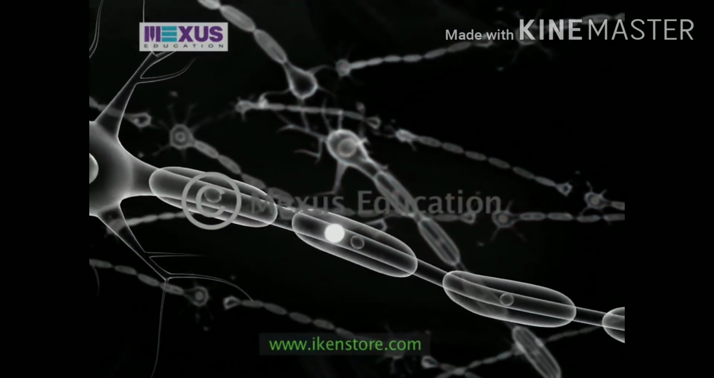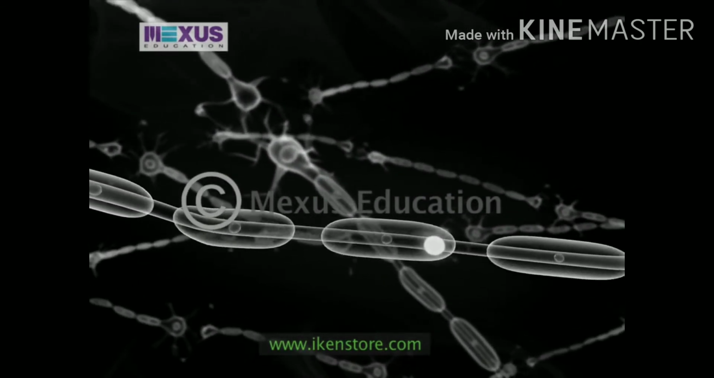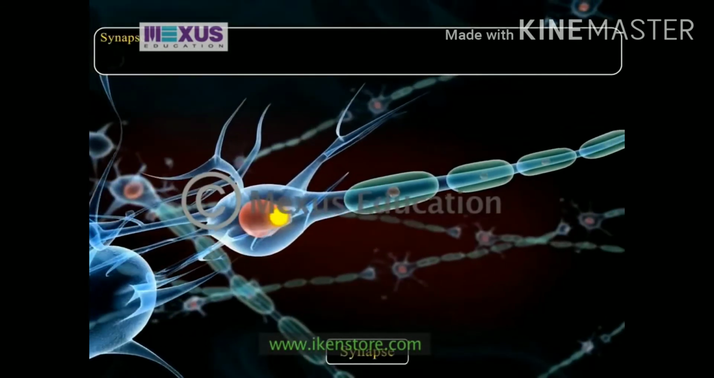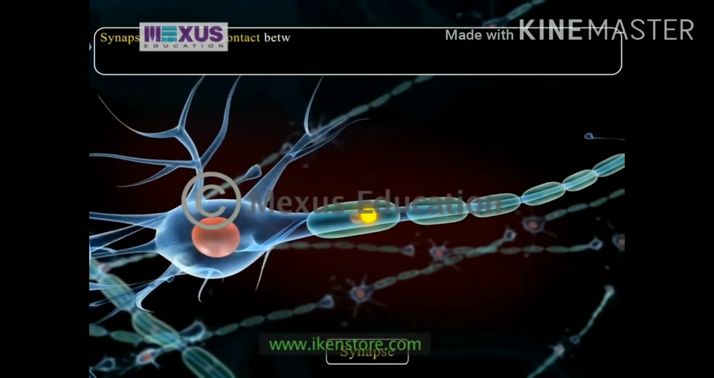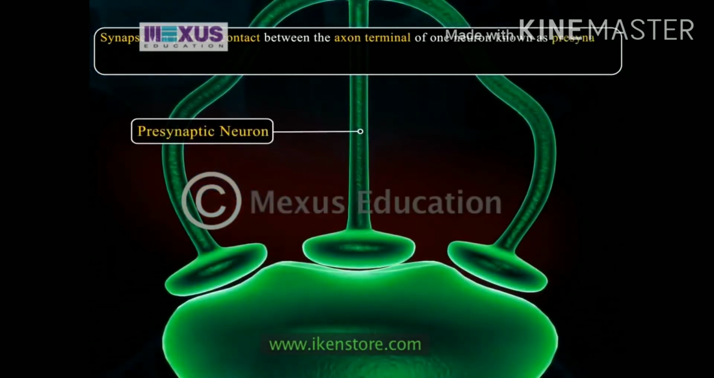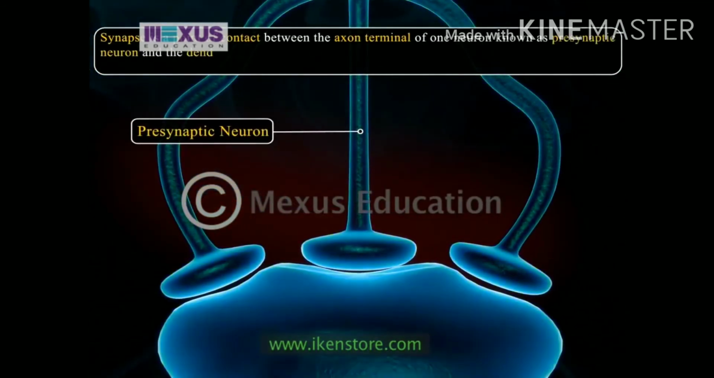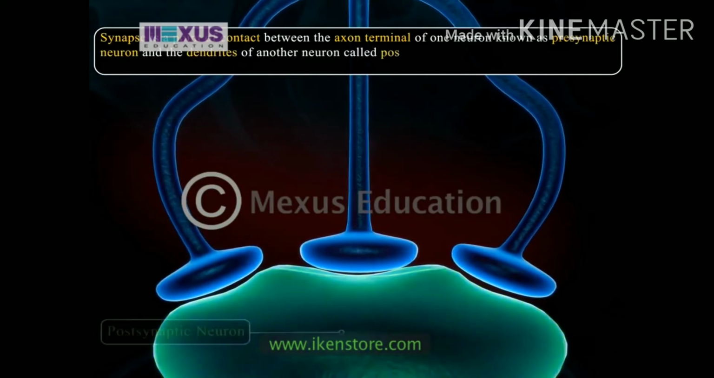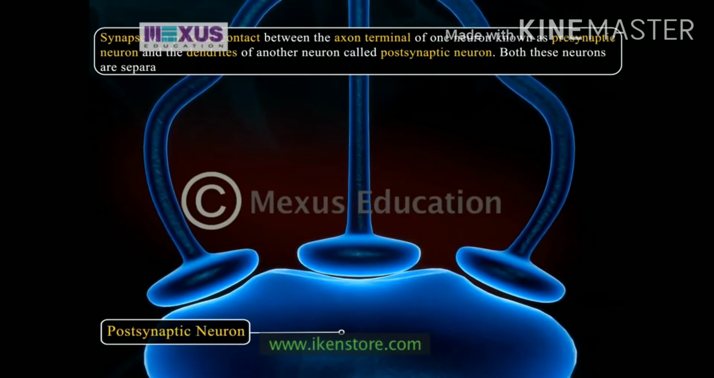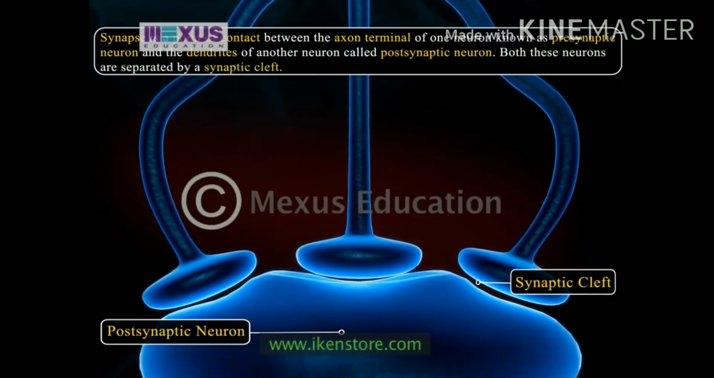This nerve impulse is then transferred from one neuron to the other neuron by the process called synapse. It is a point of contact between the axon terminal of one neuron, known as presynaptic neuron, and the dendrites of another neuron called postsynaptic neuron. Both these neurons are separated by a synaptic cleft.